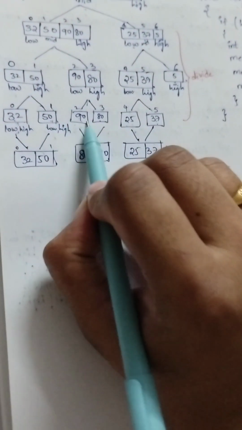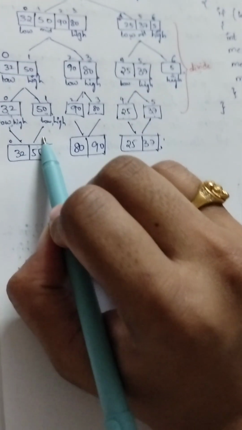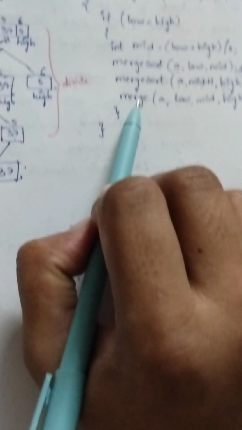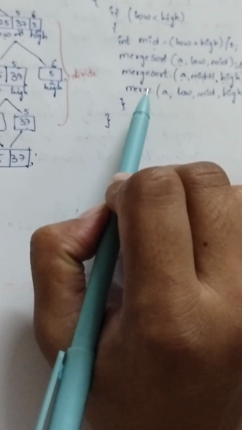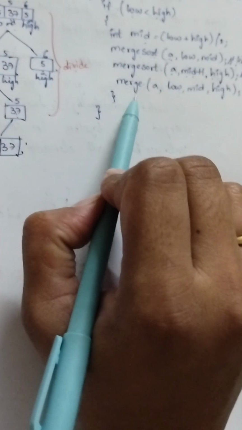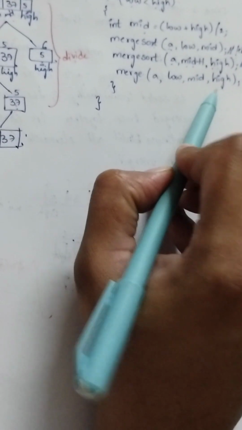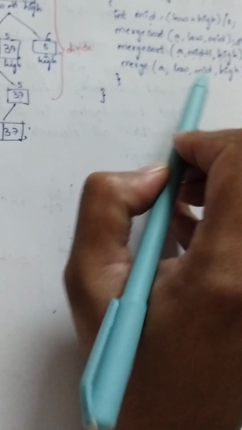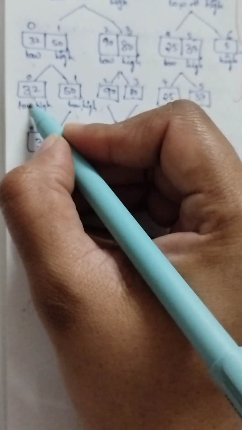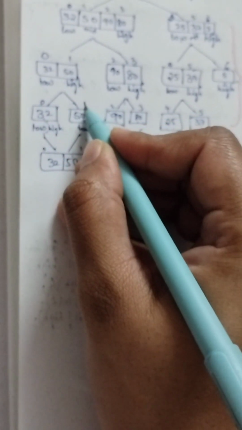So after division, next step is what? Merging, right? So we need to merge. So after performing division, we need to do what? Merging, right? For merging, again we need to write another logic, and the arguments we are passing for merging are what? A, low, mid, high. So why are we passing low, mid, high? Because here this is what? Low, right? It means from 0 to 1 we need to merge.